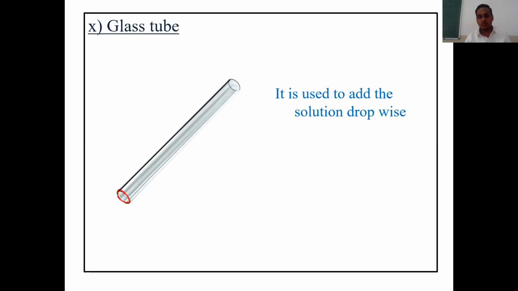And the main use of a glass tube is to add the solution dropwise. Again, in chemistry practicals, there will be certain situations where we are supposed to add the solution dropwise. If you transfer the solution from the beaker, there is more probability of more chemical getting into the other apparatus. So in order to avoid that, it is better to use a glass tube to add the solution dropwise.